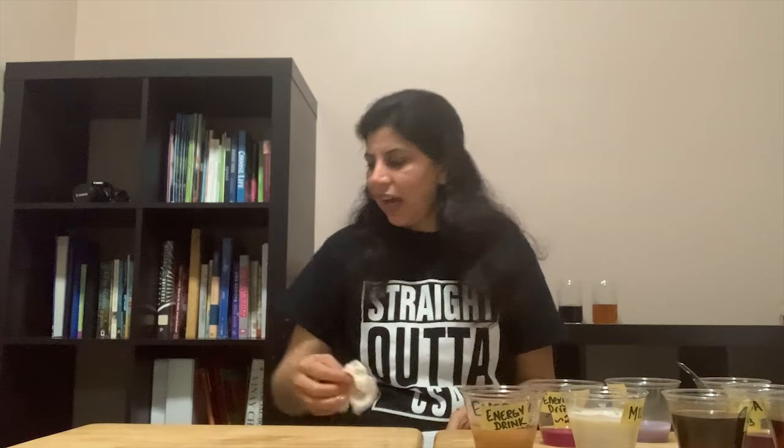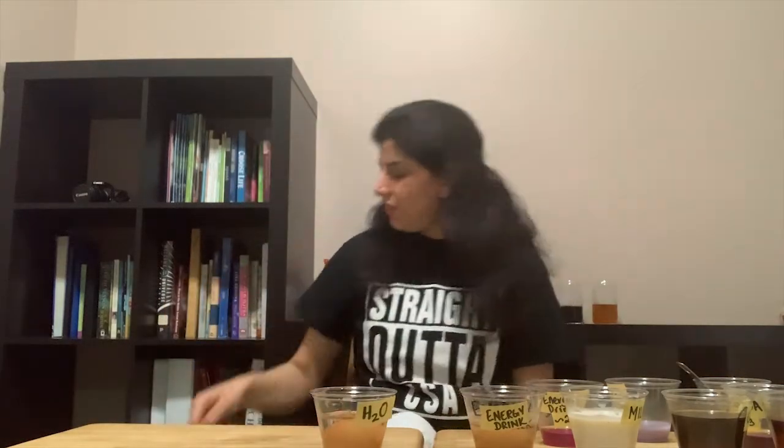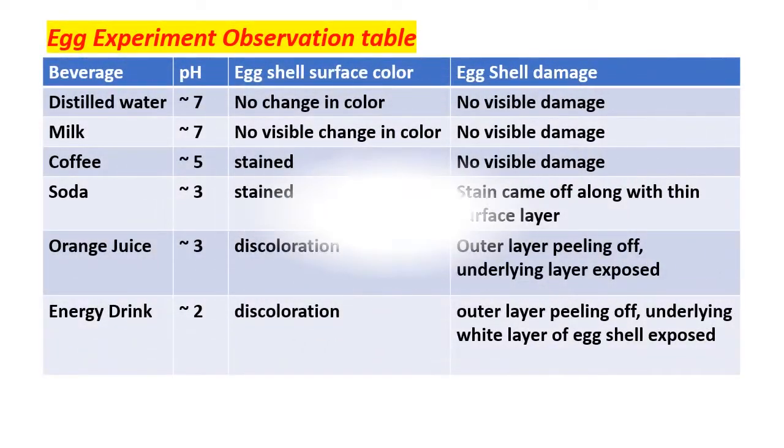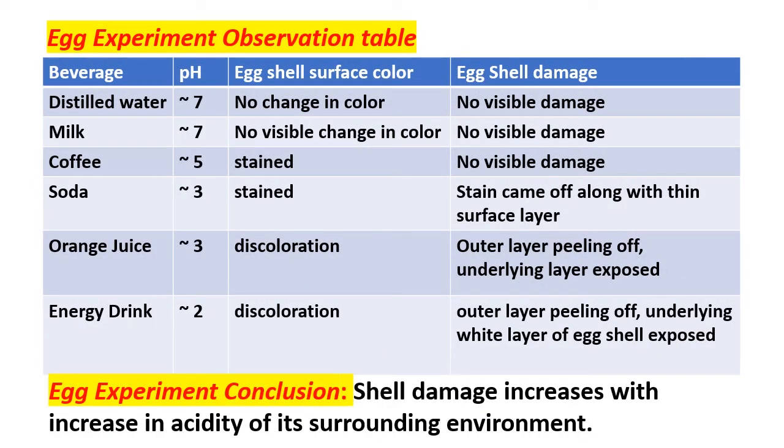So clearly, I could see how different beverages damage the eggshell differently, and that kind of depends on the pH. So I summarized my findings in the chart that you see on the screen, and I would really encourage you to always summarize your findings either in the form of a table or a chart or a graph, because that allows us to see the trend.